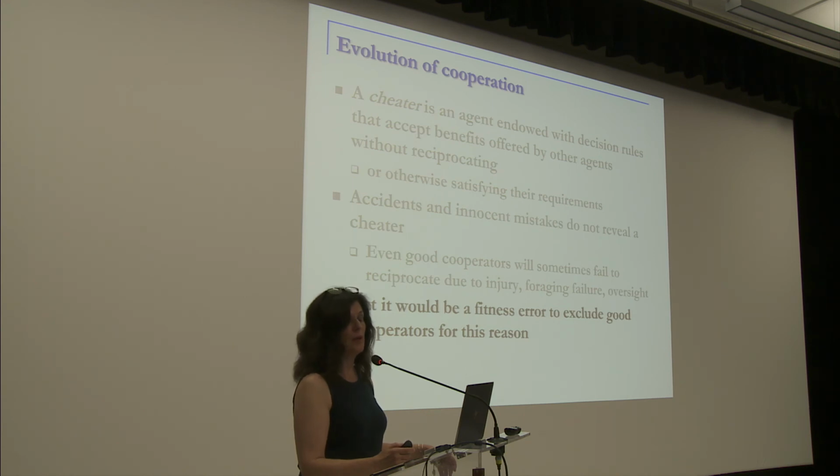Foragers experience high variance in foraging success. And it's a fitness error because you'll end up missing out on strings of benefit transactions if you exclude good cooperators who may have just made a mistake. And these selection pressures have shaped our psychology. I don't have time for case study 4.